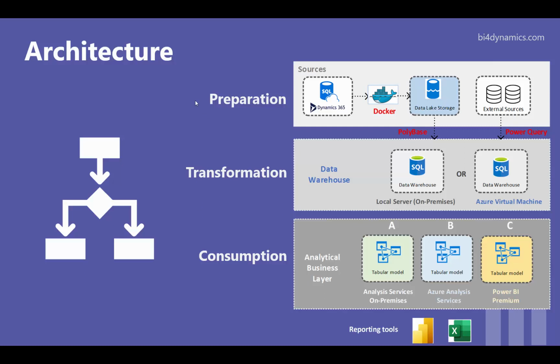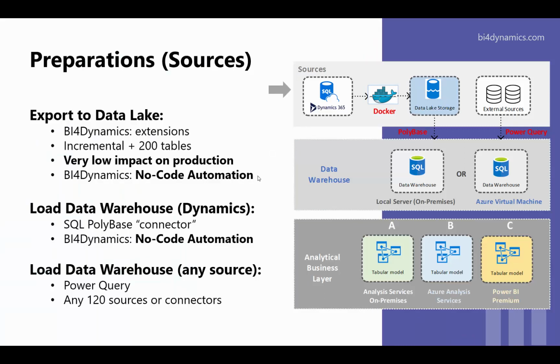In simple words, there are three phases: preparation, transformation, and consumption. In preparation, we talk about the sources, how we integrate sources into the data warehouse, where we do all the transformation and consume this data in a business layer with Excel or Power BI templates. So let's have a look at these steps in more detail.